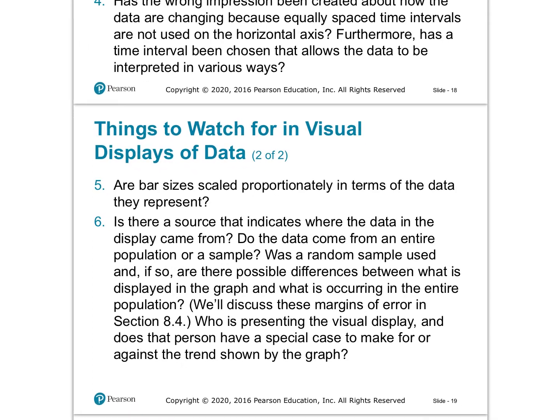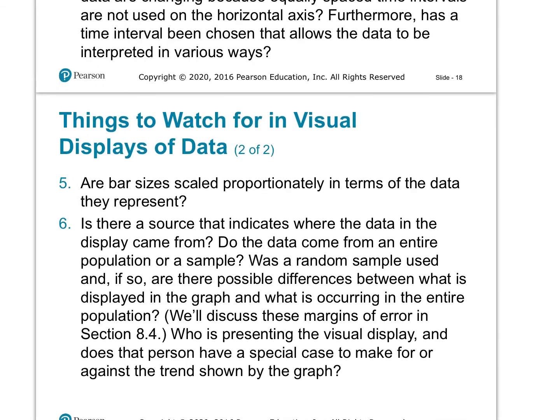Are bar sizes scaled proportionally in terms of the data that they represent? And is there a source that indicates where the data in the display came from? Do the data come from an entire population or a sample? Was a random sample used? And if so, are there possible differences between what is displayed in the graph and what is occurring in the entire population? We'll discuss more about margins of error in section 8.4, so don't worry about that too much here. Who is presenting the visual display, and does that person have a special case to make for or against the trend shown by the graph?